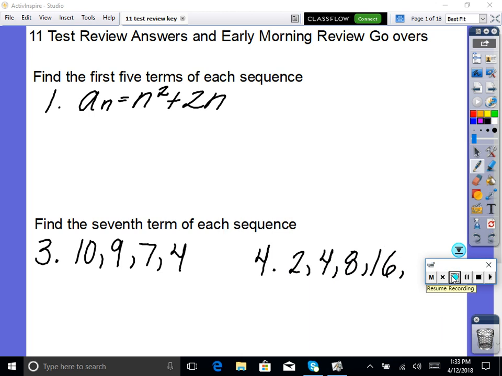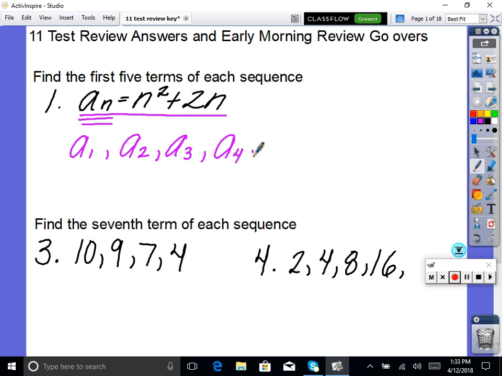For number one, it says find the first 5 terms in the sequence. So it just gives you the formula. Remember, a sub n means we can find any term in the sequence. So we want to find a sub 1, a sub 2, 3, 4, and a sub 5.